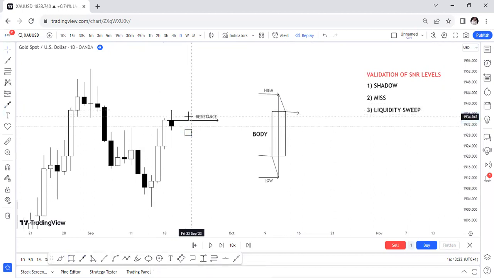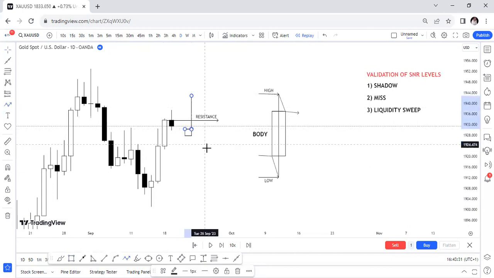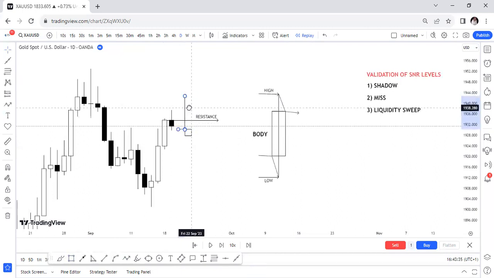It's trying to form here. Anyway, it's a wick now. Okay, so it's a wick. You want to see a wick here. You want to see a wick, not the body.